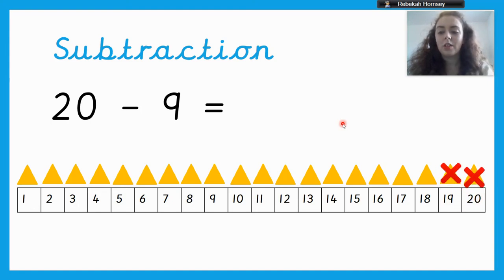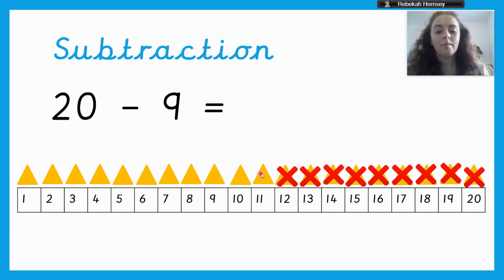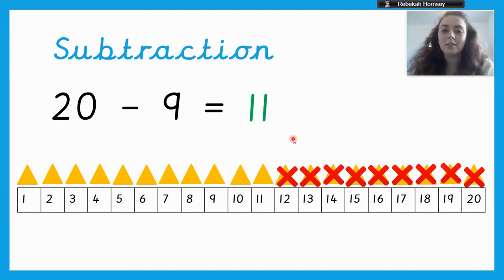1, 2, 3, 4, 5, 6, 7, 8, 9. I've taken away my 9. My last triangle is sitting on number 11, so that should be my answer, but let's check anyway, because I know not all of you have number tracks. So get your objects that you have left and count them up. 1, 2, 3, 4, 5, 6, 7, 8, 9, 10, 11. And that's my answer. I hope that's helped you remember how to add and subtract.